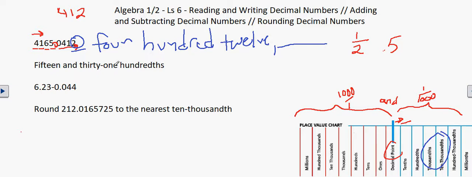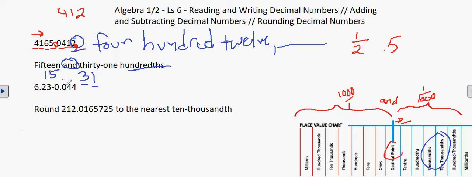If I'm given the words, can I turn it into a decimal? I think that's even easier. 15. What does "and" tell me? "And" is a decimal. And 31. Now this is where we decide what place values. Hundredths. Where are the hundredths? Second to the right, which means 1, 2 is as far as I go. 31 hundredths, so it's just 15.31.